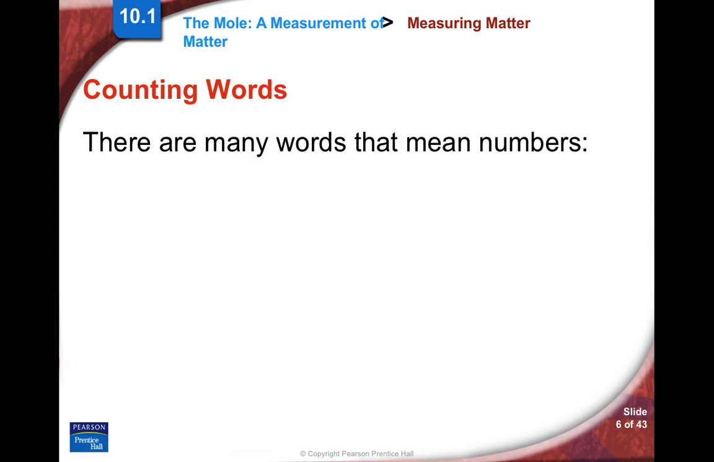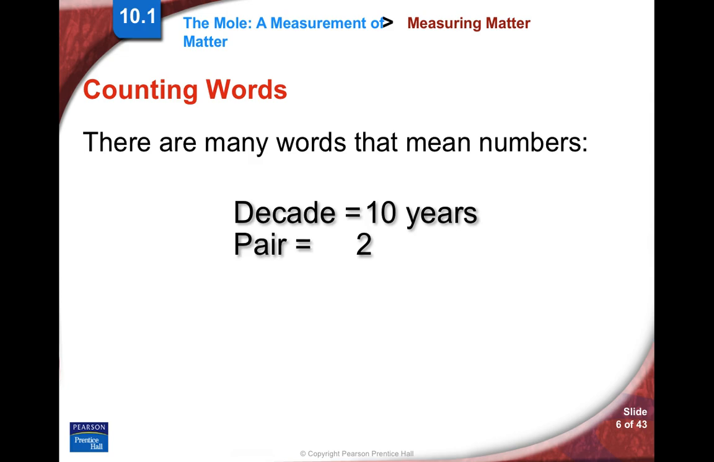Another problem that we're going to jump right to is we're going to talk about words that mean numbers. There's counting words. Decade, you all know, is 10, but it's for a specific thing, of course. It's 10 years. 2 could be 2 gloves, 2 socks, 2 shoes, 2 pieces of paper, 2 pencils. But the word pair means 2. Of course, we already talked about 12 being a dozen. Some of you may know that the word ream is actually a number as well, but it's for a very specific purpose, kind of like decade, and that's for 500 sheets of paper.